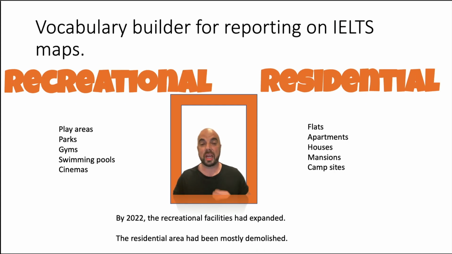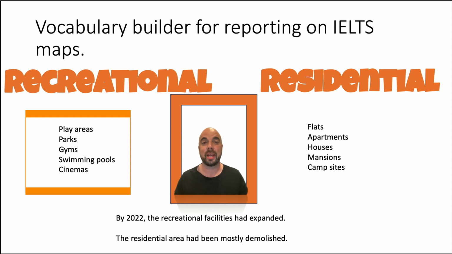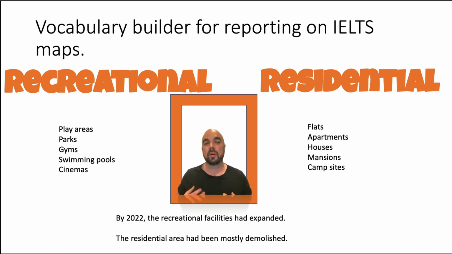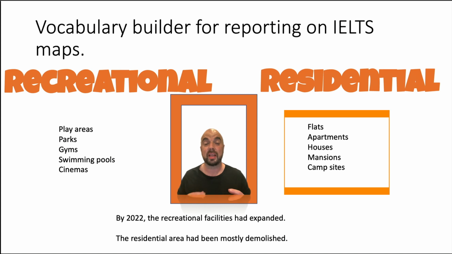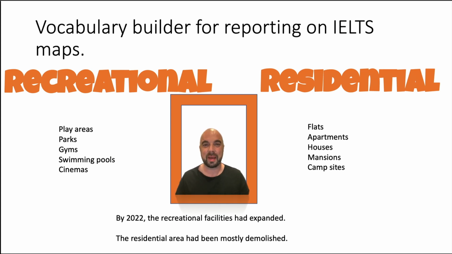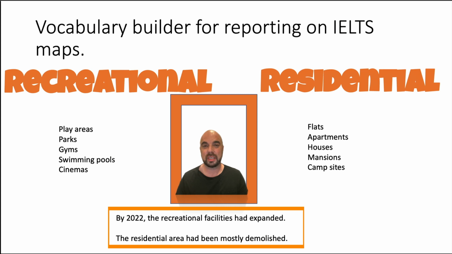A good way to change up your vocabulary in the IELTS Academic Writing Task 1 for the maps is to group different things together. So the first group is recreational. Recreational is things like play areas, gyms, parks, swimming pools, and cinemas. You could also use residential as a group, which basically means where people live. Things like flats, houses, apartments, mansions, or even campsites. For example, by 2022, the recreational facilities had expanded. The residential area had been mostly demolished. As you can see, we're using those building, changing, removing nouns in our examples as well.